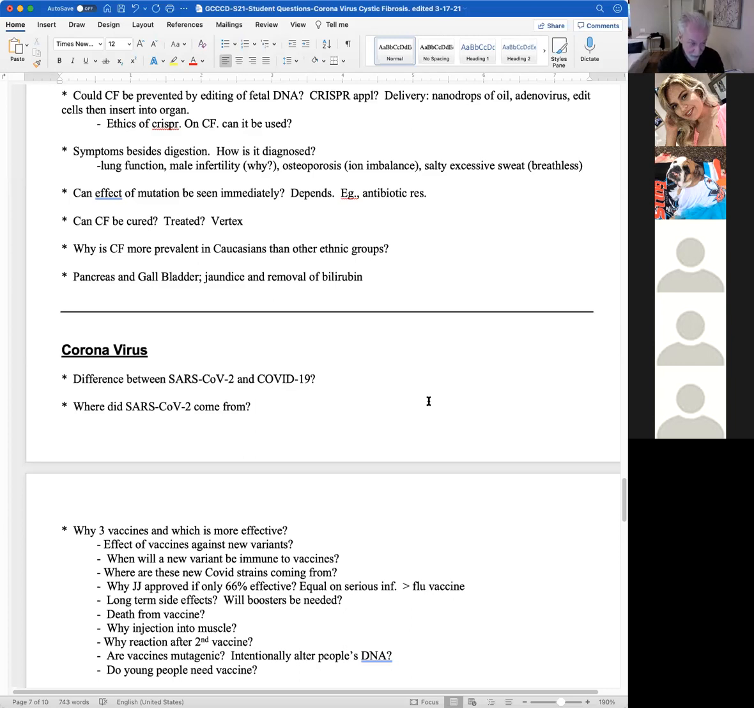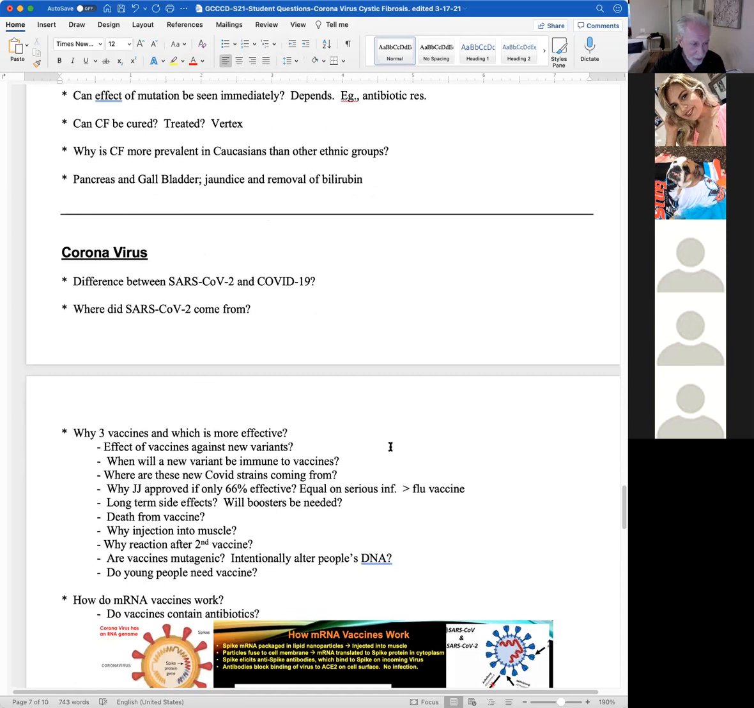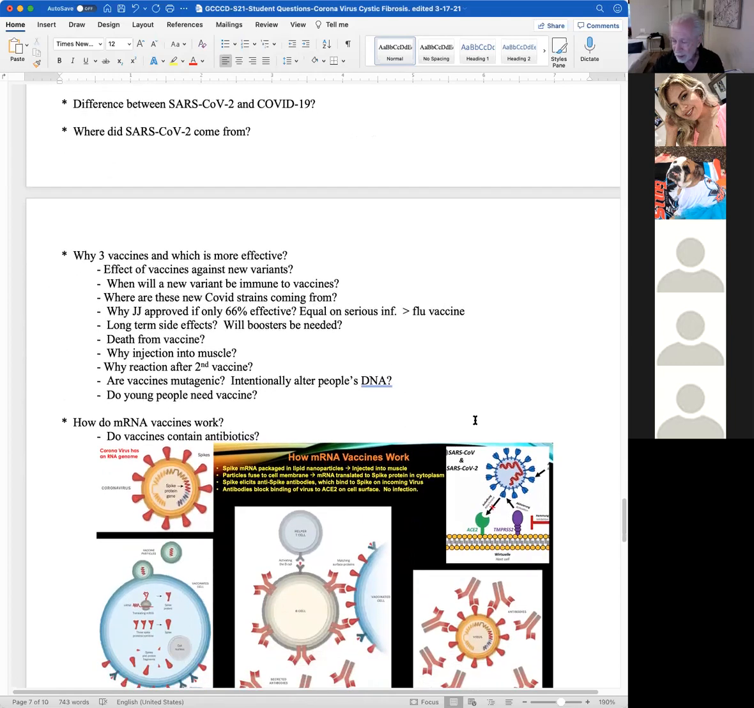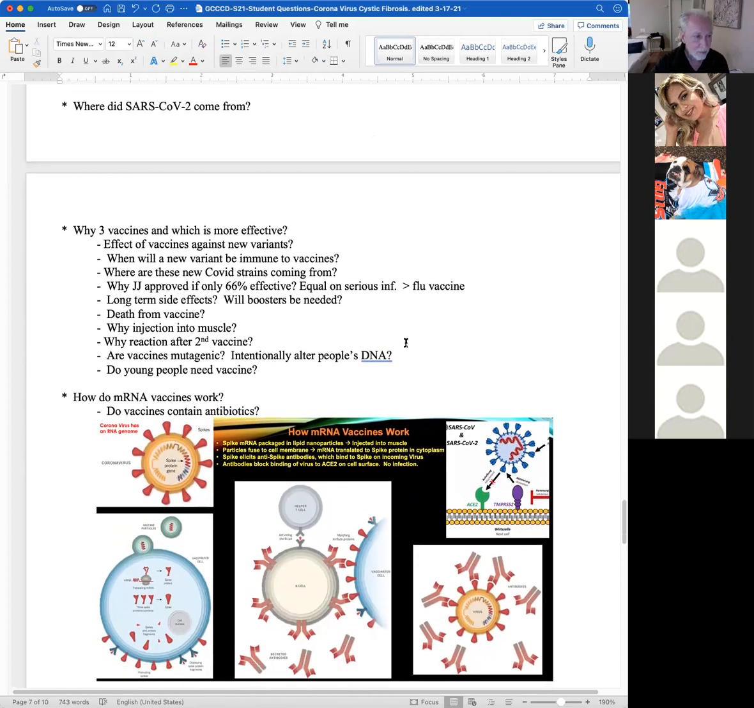Where did it come from? Not known with certainty, but the best evidence says that it did come from China. It probably came from the city of Wuhan, and it was probably transmitted to humans from an animal. The animal could have been a bat, could have been a cat or some wild cat relative. Nobody knows for sure. There were a lot of questions about vaccines, so I'd like to spend the rest of the time addressing vaccines.